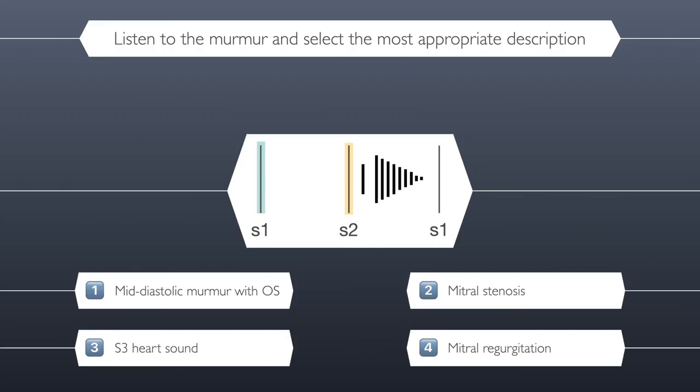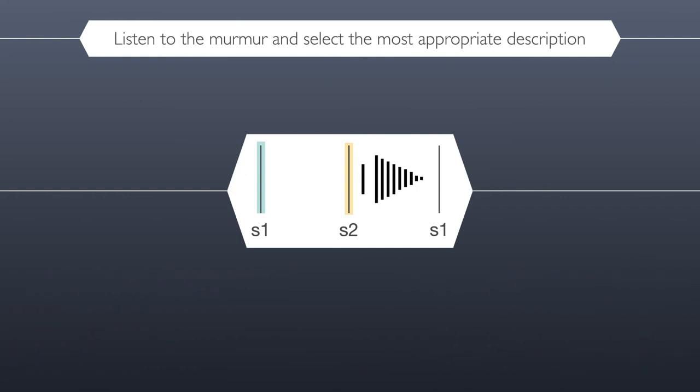Have you arrived at your final answer? The correct answer is mid-diastolic murmur with an opening snap. Congratulations to those who got that answer correct, and commiserations to those who chose mitral stenosis. This, of course, is a diagnosis and not a description. Let's move on to the next question.